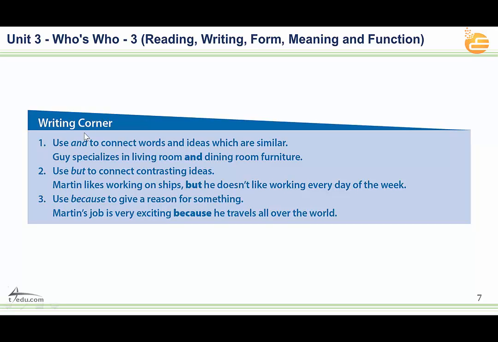If you want to start writing, we have to know these three things. Let's see, we have to use them. Number one, use and. Can you see and? This is and. Use and to connect words and ideas which are similar. For example, Guy specializes in living room and dining room furniture. So Guy specializes in living room and Guy specializes in dining room furniture. So we used and we put them together in one sentence. So this one is one sentence. Okay, so it's the same. He can do living rooms and he can do dining rooms. So it's the same idea.